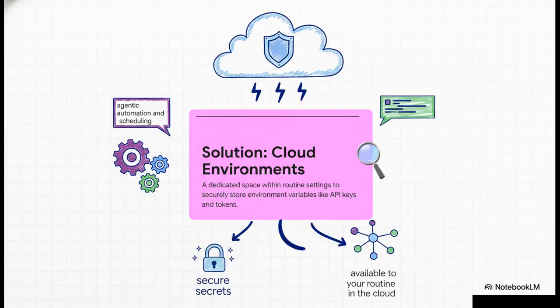So what's the solution? It's actually really elegant. Cloud environments. Inside each routine's settings, there's a special, dedicated place for you to securely store all your API keys, your tokens, and any other secrets. This is the right way to do it. It keeps everything secure, it keeps it out of your repo, and it makes sure your routine has exactly what it needs when it runs.